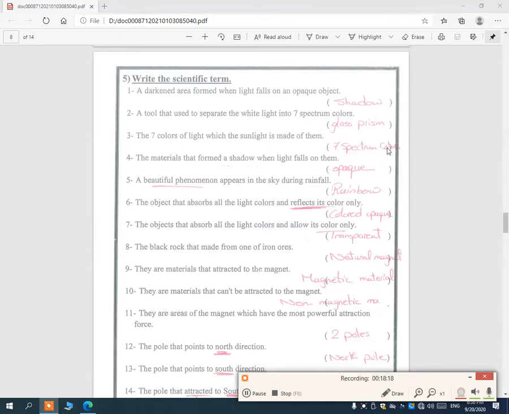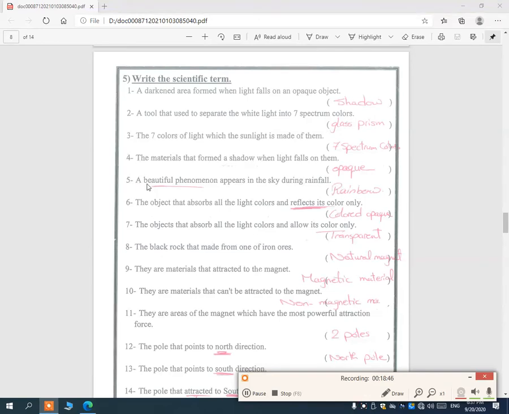You have to write the 7 spectrum colors, not writing all the names of the colors, but the name of each color. Number 4: The materials that form a shadow when light falls on them. Opaque materials.